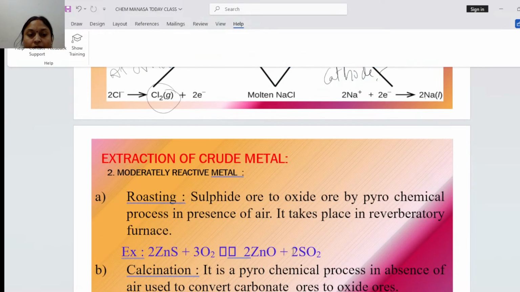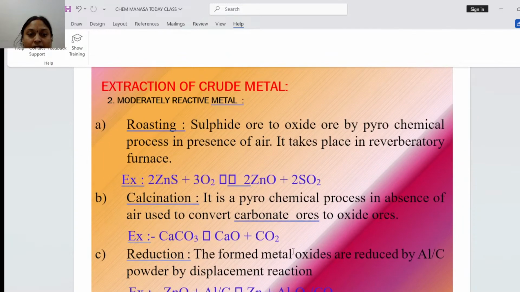along with the equation. So roasting and calcination. Sulfide ores are converted into oxide ores in the presence of enough air. That is known as roasting. Here one example is zinc sulfide converted into sulfur dioxide and zinc oxide. And in calcination, carbonate ores are converted into oxide, and carbon dioxide is released here. In roasting, sulfur dioxide is released. Okay, this you are supposed to remember.